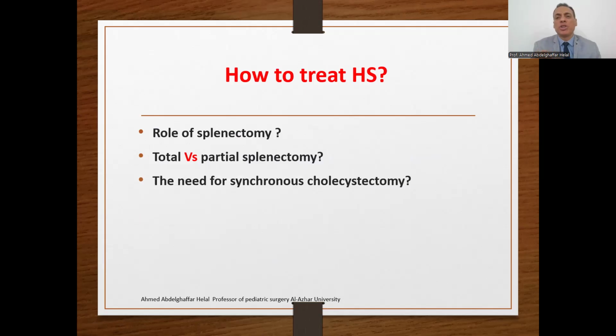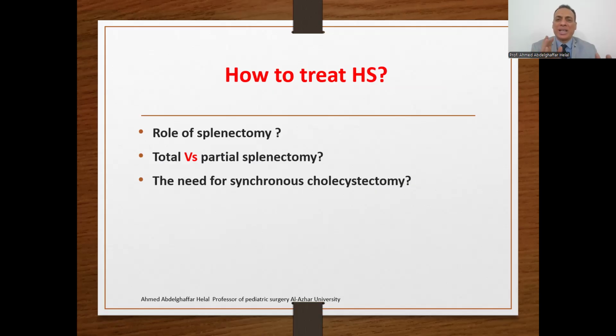The question is how to treat hereditary spherocytosis. We should know very well the role of splenectomy, and we should know whether to perform total splenectomy or partial splenectomy to preserve some spleen for its important immune role. And we should ask a question: if there is a need for synchronous cholecystectomy at the time of the splenectomy, is it important or is it a must to remove the gallbladder in the same session?